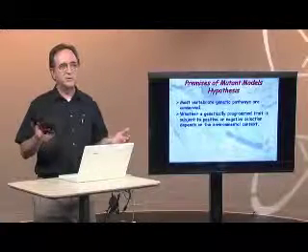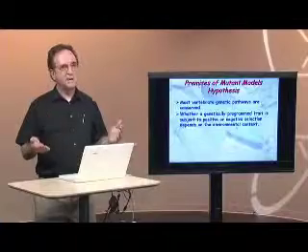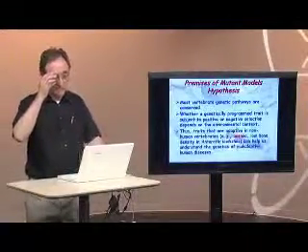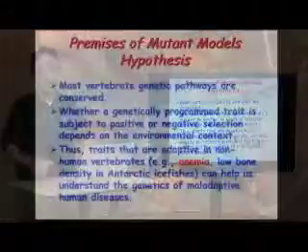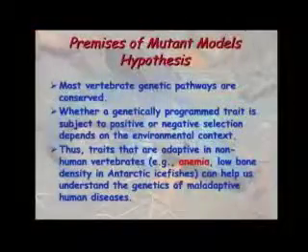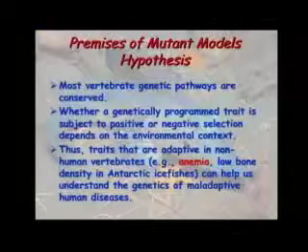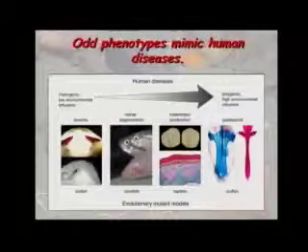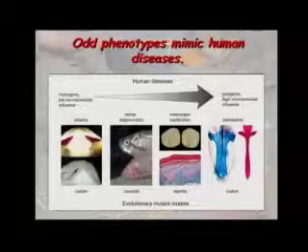So whether a trait is positively or negatively selected, whether it's adaptive or not, very much depends on the environmental context. So traits that are adaptive in non-human vertebrates, like the anemia of icefishes that I will address, and low bone mineral density, can help us to understand the genetics of maladapted human diseases. In a nutshell, odd phenotypes mimic human diseases. And here are 4 examples.